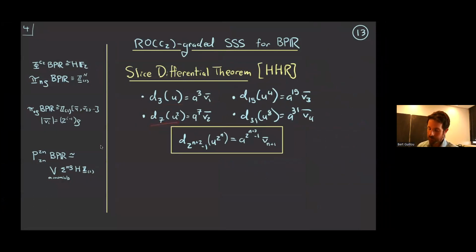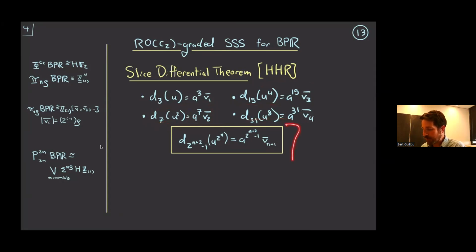And so there's a formula so that U squared will support the differential that I was suggesting before. And it's going to be now the A to the 7th power of V2. But again, it's truncating the A tower on V2. And so HHR produces a family of differentials. And here's the first 4.